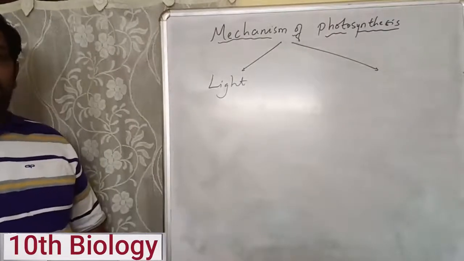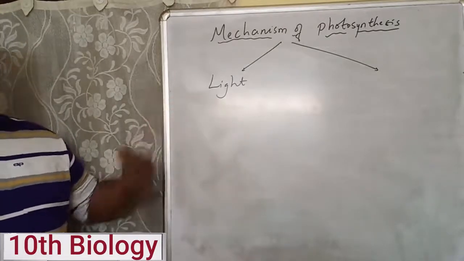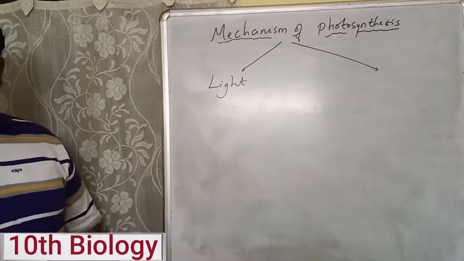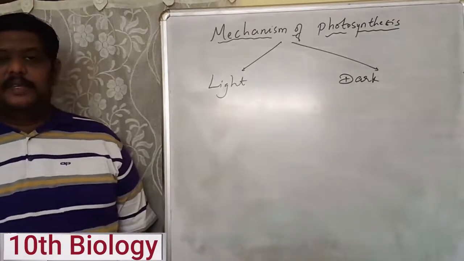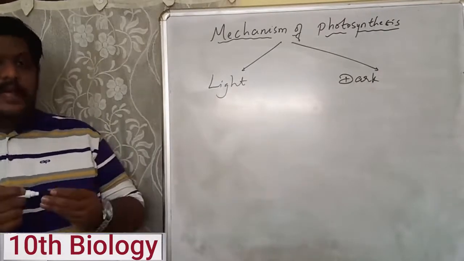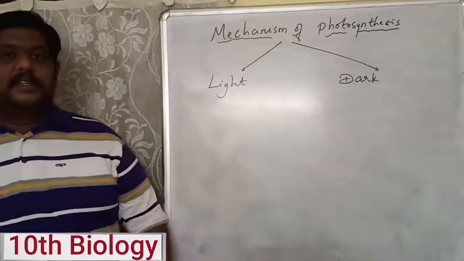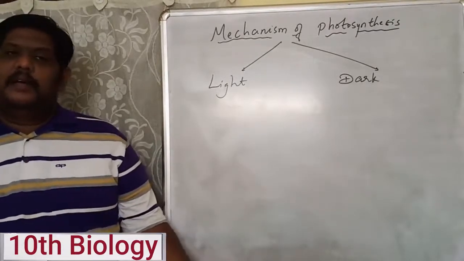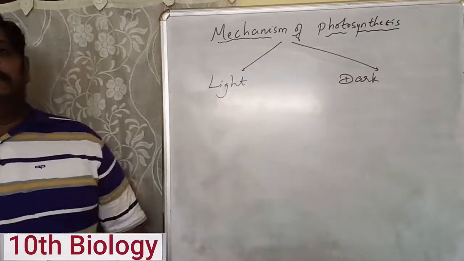Okay, children, there are two types of reactions in the mechanism of photosynthesis, in the process of food preparation. One is the light reactions and the second one is the dark reactions. Sometimes you may confuse in such a way that the light reactions will take place only in the presence of light and the dark reactions will take place in the presence of dark, or in the night time. That is not the right process.